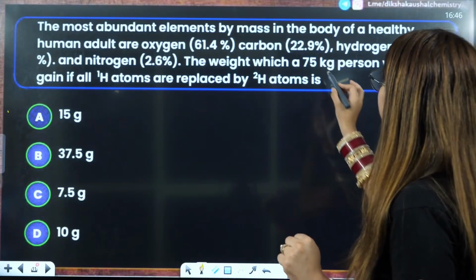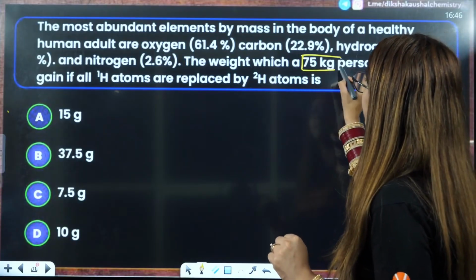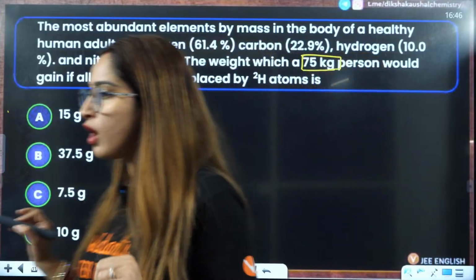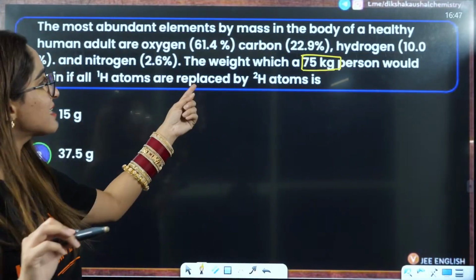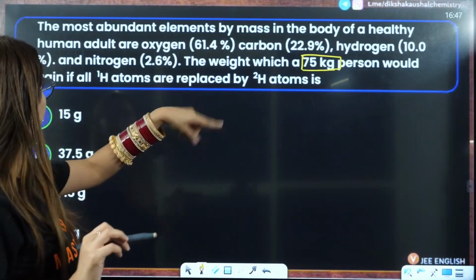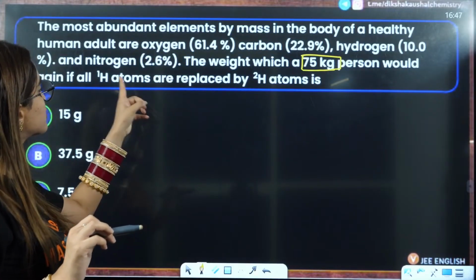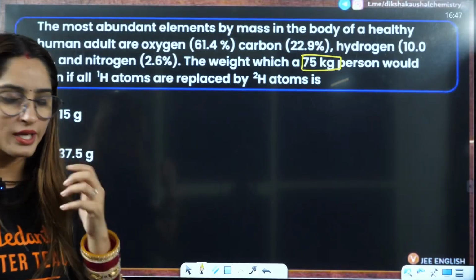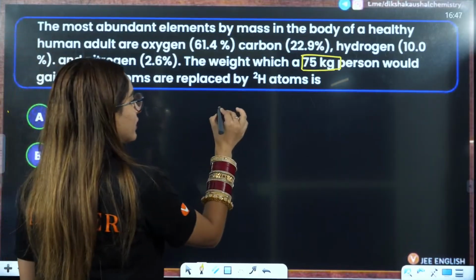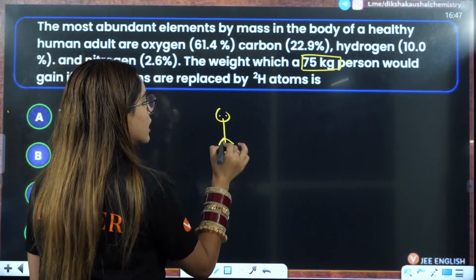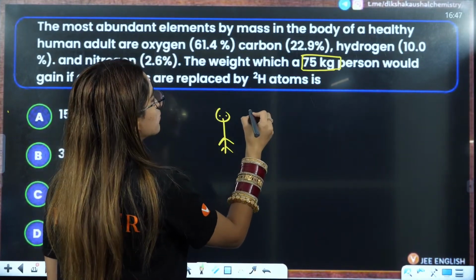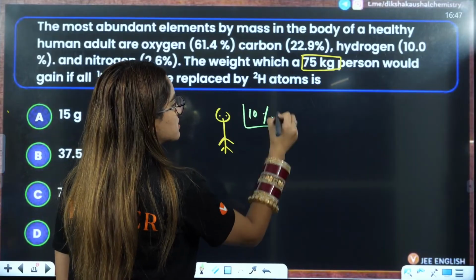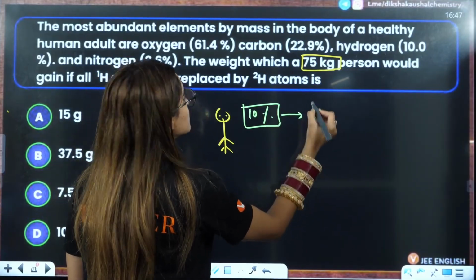The weight, which is 75. Now, someone who is 75 kilograms, right? So, what's your weight? They are saying that if someone has 75 kilograms, per person would gain when all 1H atoms are replaced by this. Now, they are saying that in our body, this human body, how much hydrogen does it have? Hydrogen is 10%.